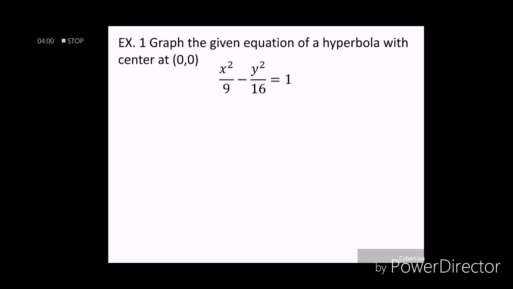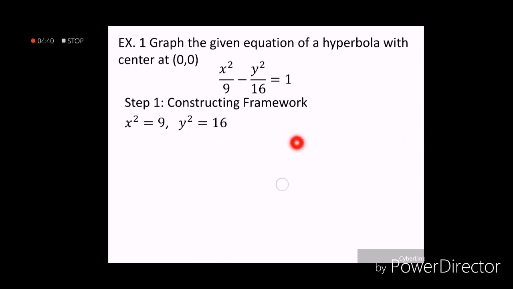In order for you to easily understand the process in graphing a hyperbola, I have here the step-by-step procedures in solving. Yung unang step natin sa pag-graph ng hyperbola, given yung standard equation, ay i-construct yung ating framework. We call it framework or balangkas kasi kapag na-set up na natin yung pinakabalangkas niya using our coordinate and asymptotes, it will be a lot easier for us to graph the hyperbola. Ang unang gagawin ay magpo-focus tayo sa denominator ng x-coordinate at y-coordinate.